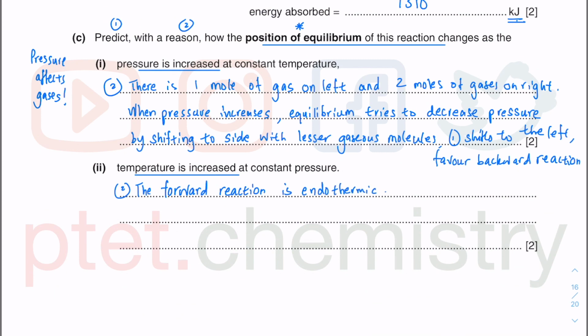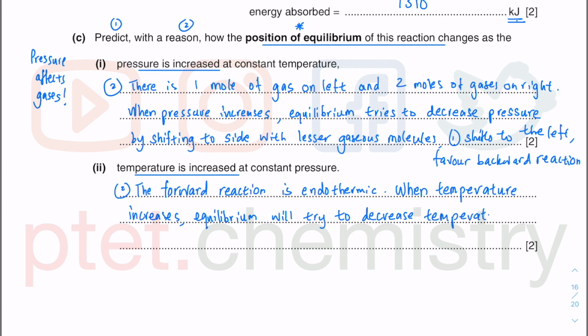Now, what happens when temperature increases? Well, the equilibrium will try to oppose the change. The equilibrium will try to decrease temperature. But what does your forward reaction do? It absorbs heat energy. So when temperature increases, the equilibrium will try to oppose the change. Equilibrium will try to do the opposite. It will try to decrease temperature.